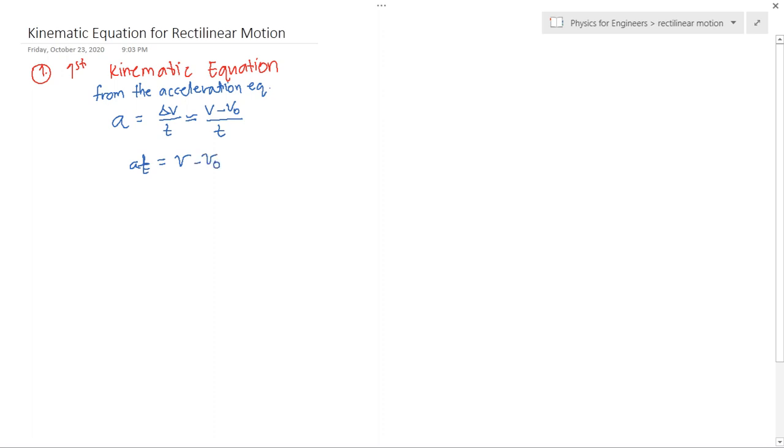Let's assume that our equation is a function of the final velocity. So final velocity is here, therefore we need to transpose this initial velocity on the left side. So we now have our final velocity is equals to the initial velocity plus the product of acceleration times time. So ito yung first kinematic equation natin. Final velocity equals the initial velocity plus acceleration times time.